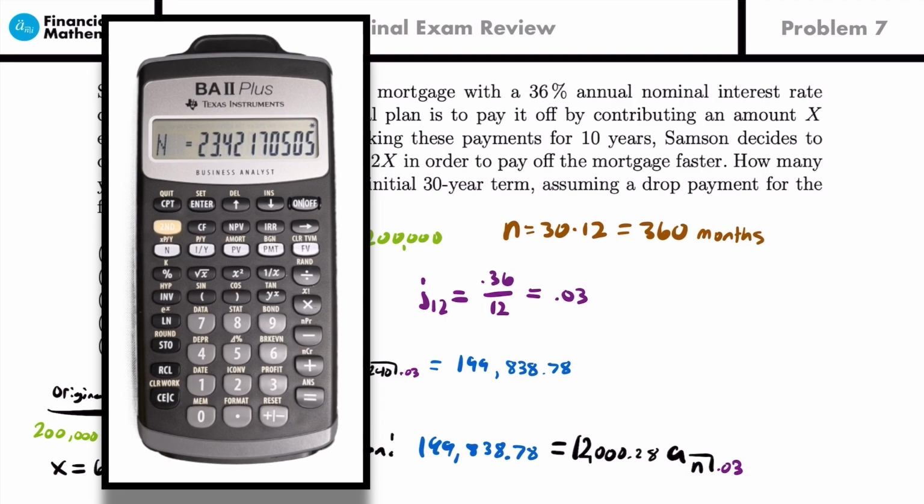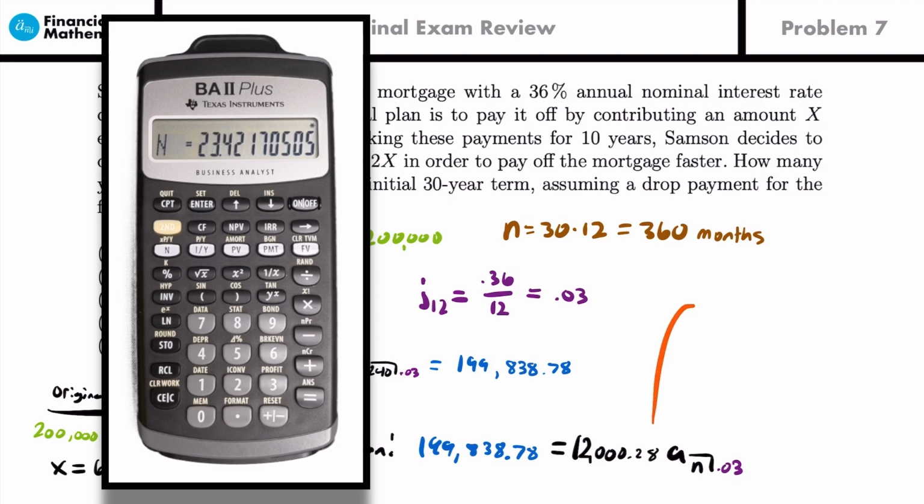We didn't actually need to include a drop payment in our calculation. We didn't have to do plus and then some value times a present value factor. That would just make things way too complicated. We don't need that. We can see where that drop payment comes in through that value of N.